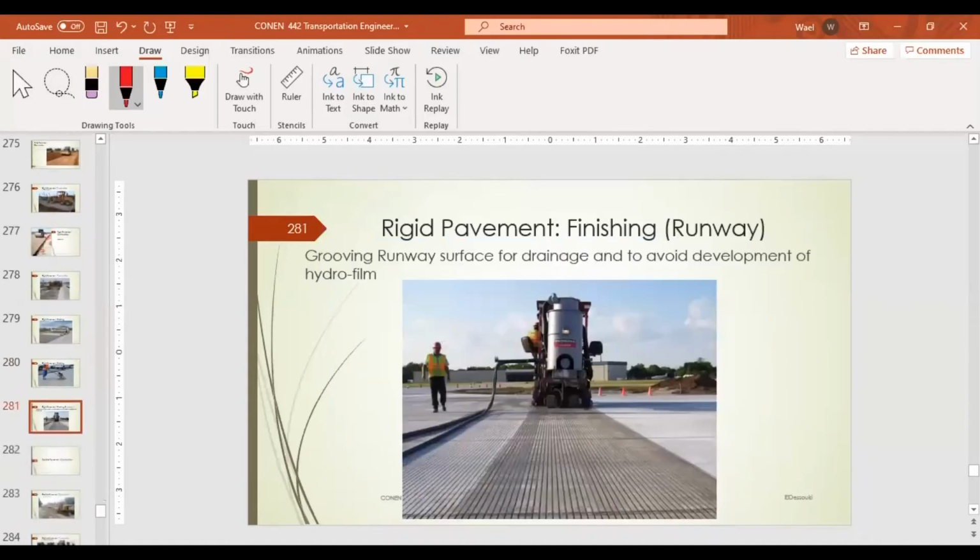Then for runways, we use this machine, which is basically a grooving machine. This machine has a bunch of wheel saws like this, and it goes transversely into the runway to make these grooves. These grooves, so if you take a section here, this is what you will see.